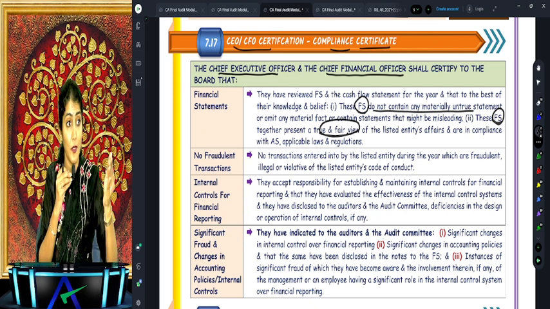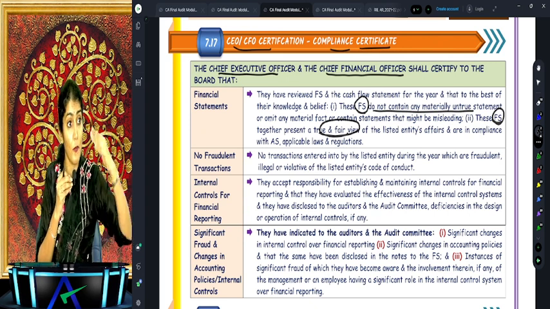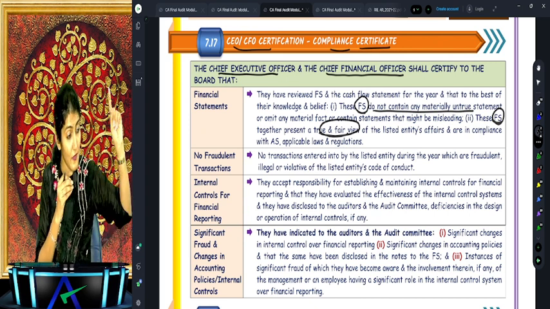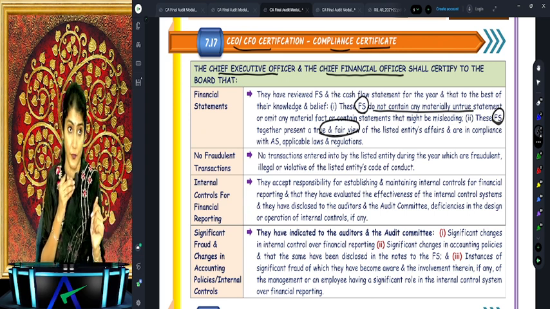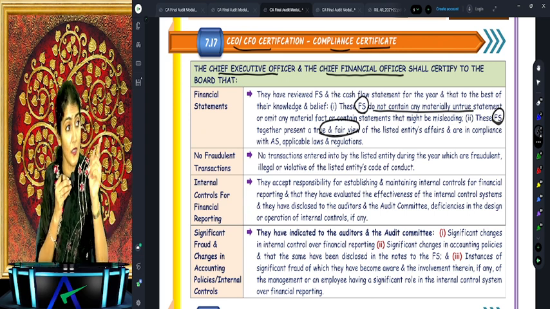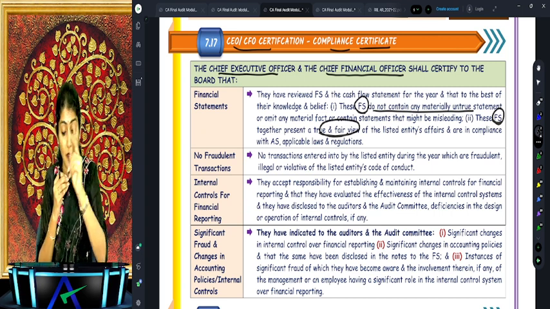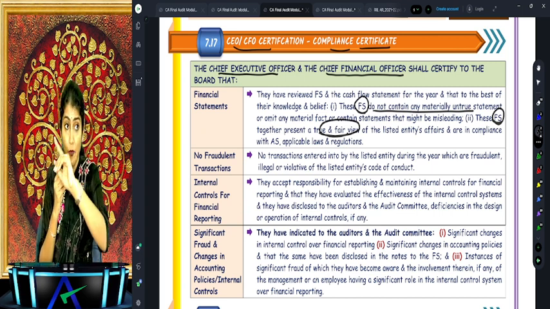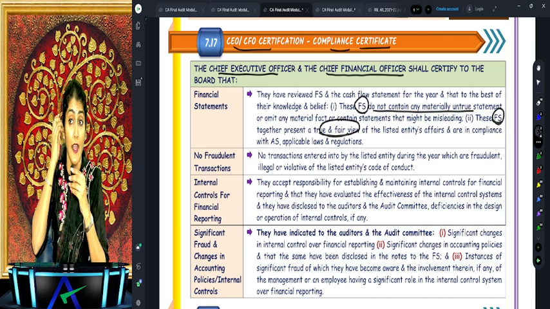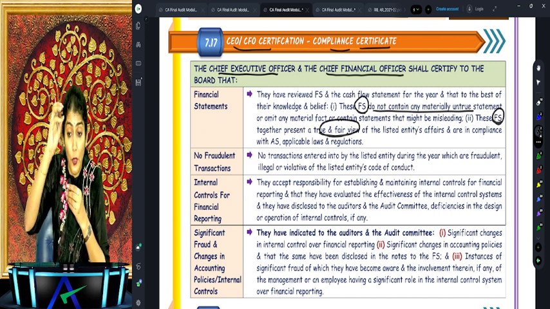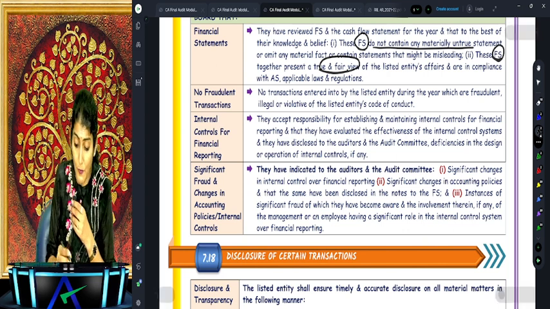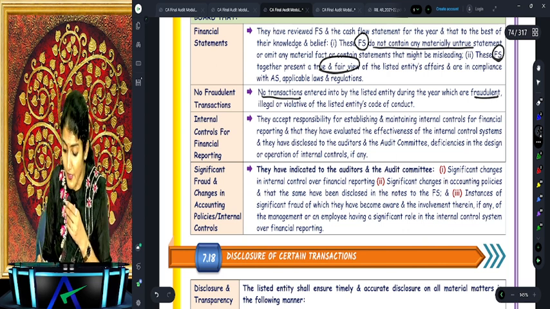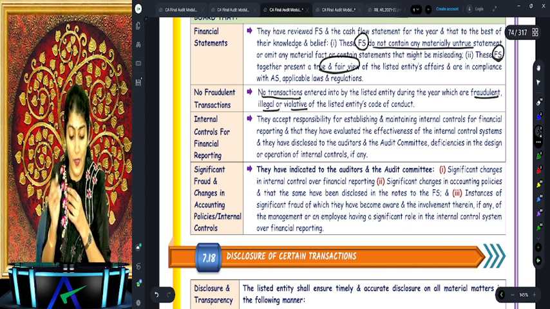I told you about Satyam, EY gave them a corporate governance award. Was the CEO CFO certification there in their annual report? Yes, it was there in their annual report. So what does it say? Do not contain any materially untrue statement, and they give a true and fair view. Then what does it say? The listed entity has not entered into any fraudulent, illegal or violative transactions during the year. So no transactions entered during the year are fraudulent, illegal or violative.